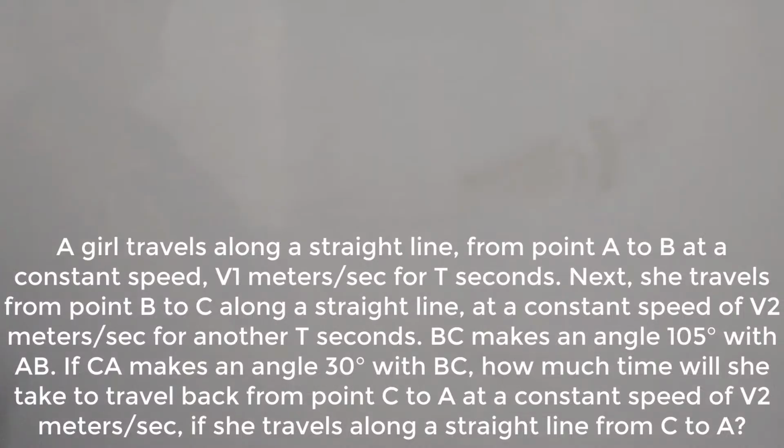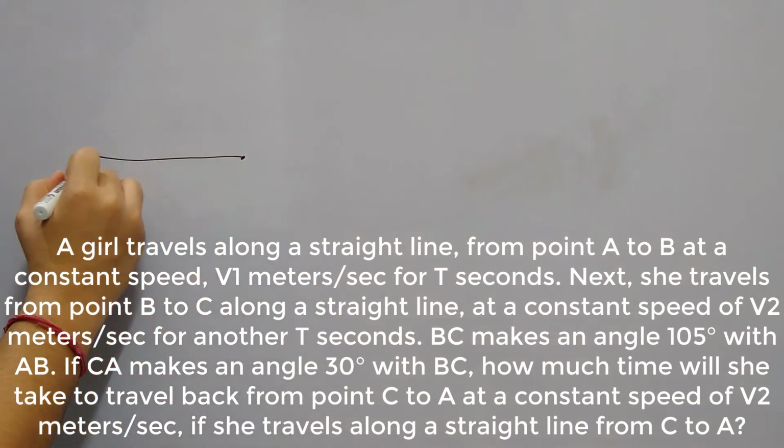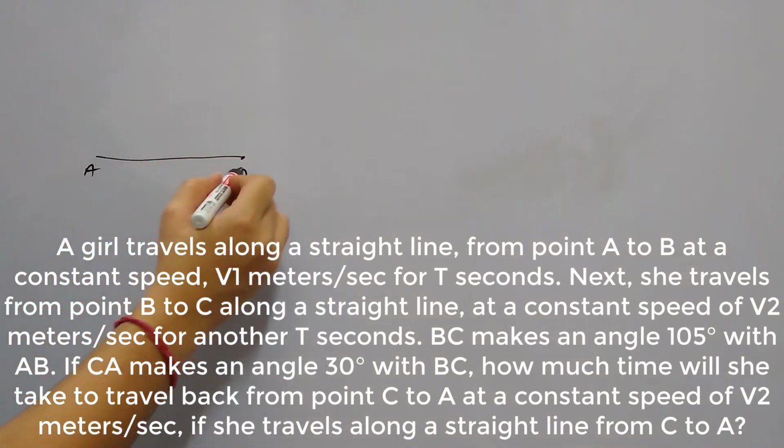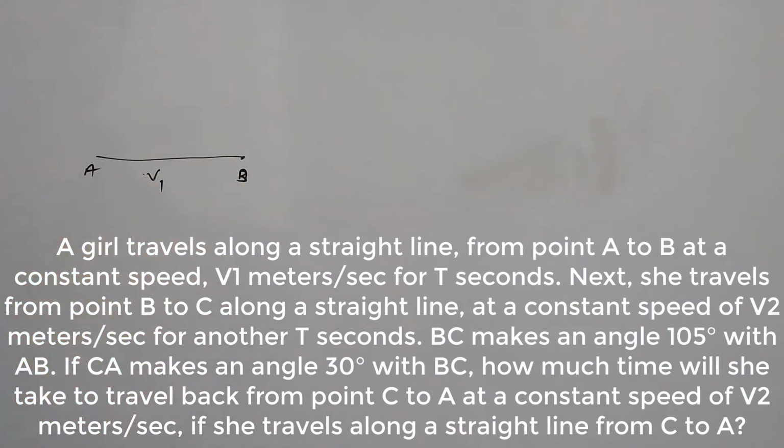Let's start. A girl travels along a straight line from point A to B at a constant speed v1. Let's say this is point A, this is B, and the girl is traveling at a constant speed of v1 meters per second for t seconds. So if she is traveling for t seconds at v1, then total distance AB will be v1 t.